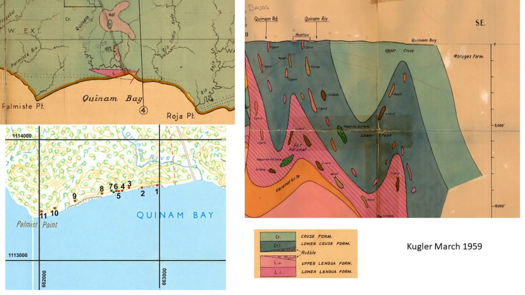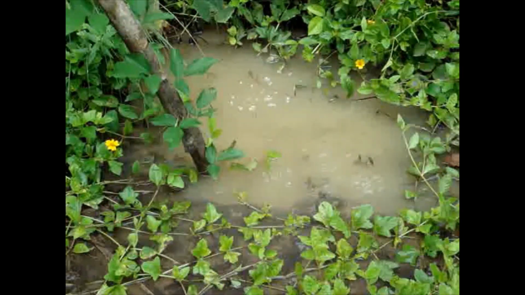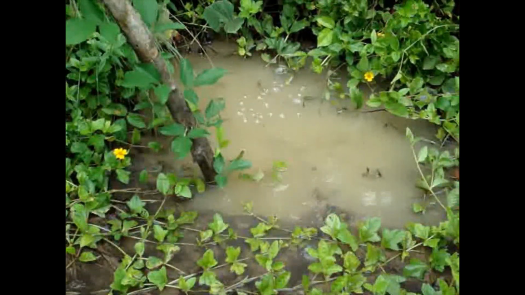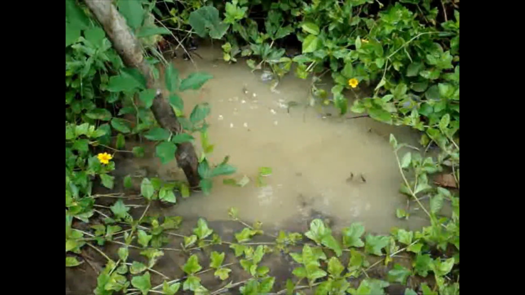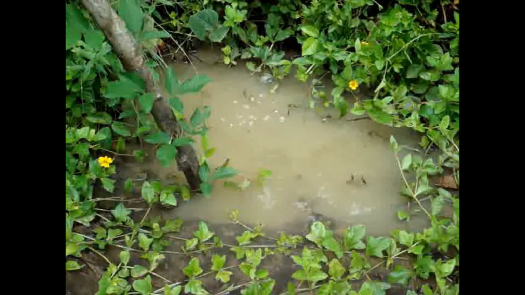The structural cross-section attempts to illustrate the south-dipping rocks on the coast and the source of some of the exotic clasts on the coastline. A small mud vent along the Quinam Road. It's a water-filled pool from which small gas bubbles have been escaping for a long time.